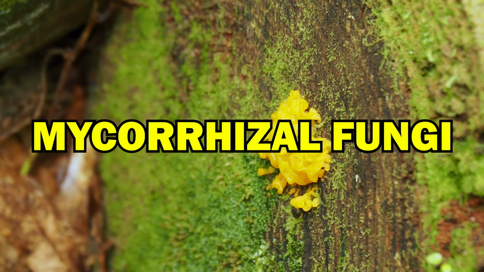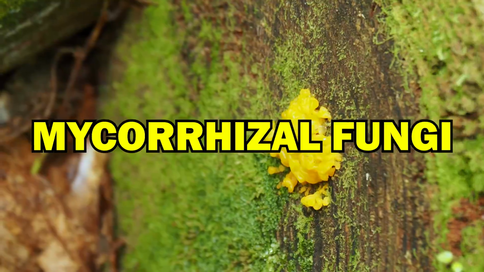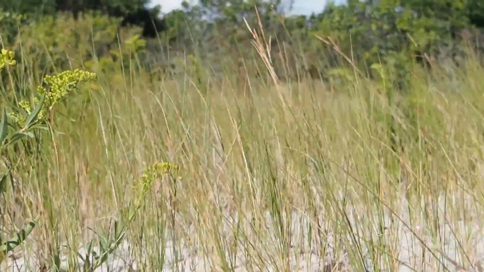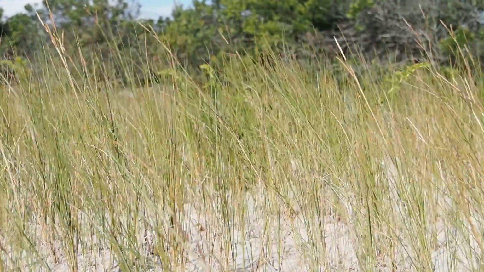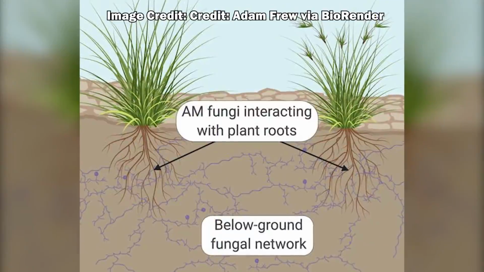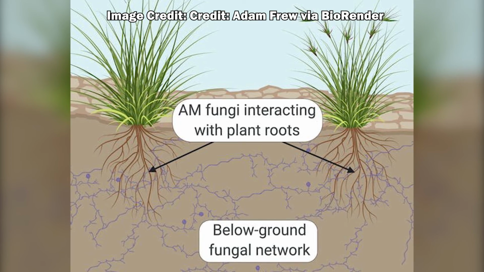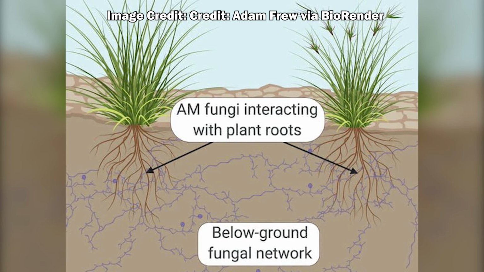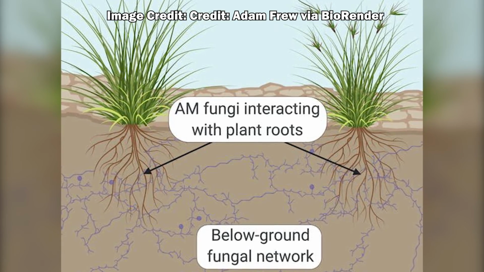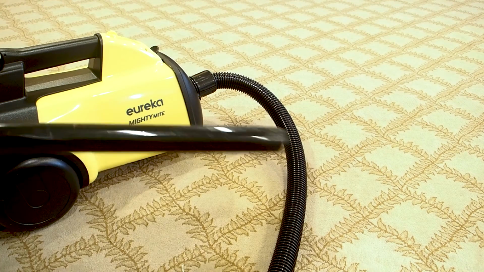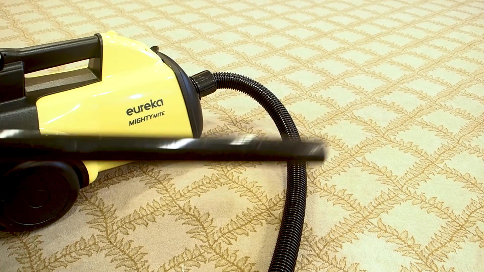Mycorrhizal fungi are a major reason that some plants can survive here. American beachgrass dominates the east coast of the US, and that's partly because of its symbiotic relationship with this type of fungus. The fungus in this relationship takes sugars and other organics from the grass. In exchange, it sticks to the roots of the beachgrass and extends its reach outward, almost like putting an extension tube onto your vacuum cleaner. Now, the plant can suck up water and nutrients from a greater distance.